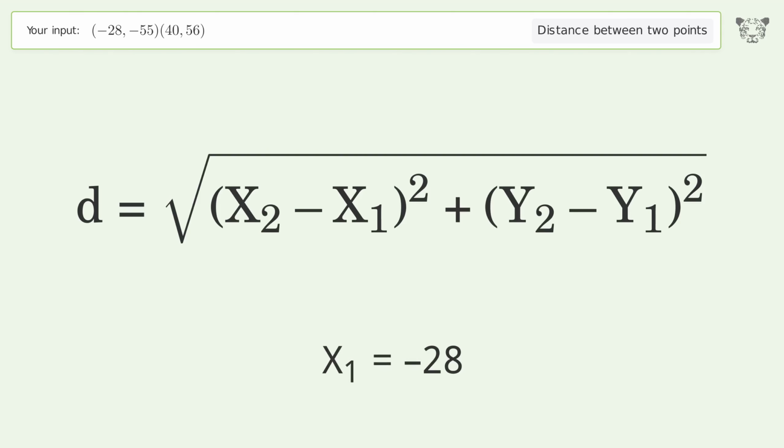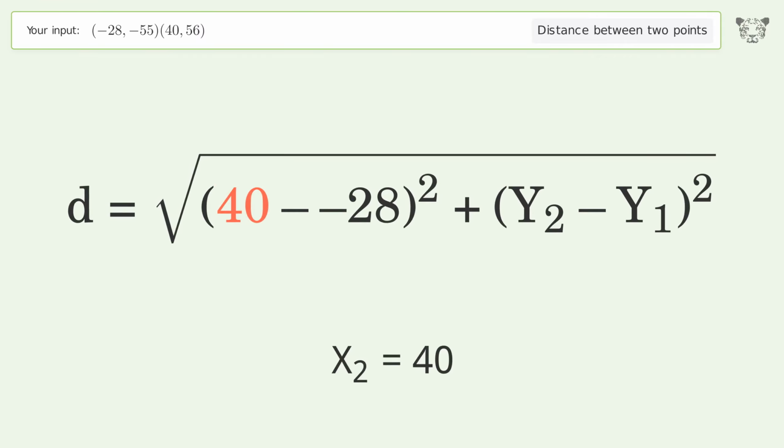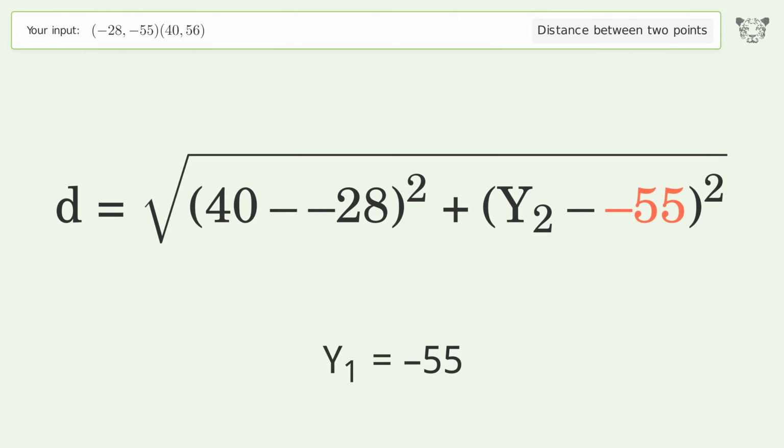x1 equals -28. x2 equals 40. y1 equals -55. y2 equals 56.